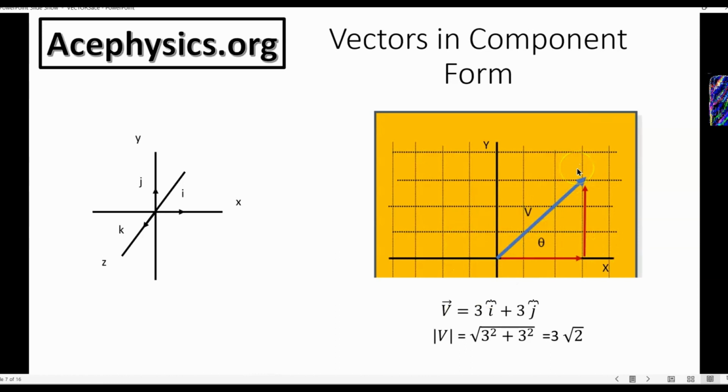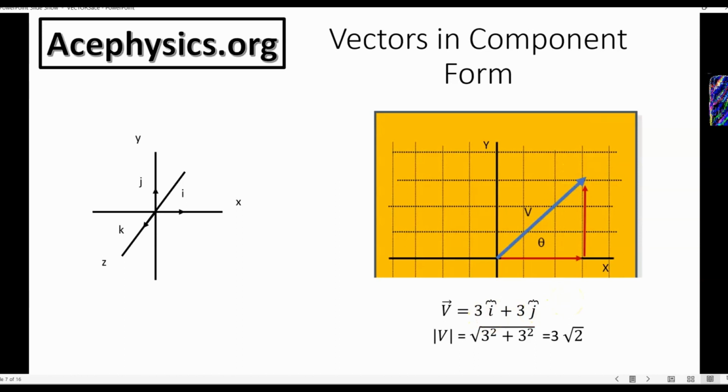Here's a vector v. Let's write this vector v in component form. v has 3 units in the x direction: 1, 2, 3. So there's 3 i hat. And this little hat above here, oftentimes it's written as kind of a triangle without the base, but this i means the unit vector i hat. 3 j hat is the magnitude in the y direction, 1, 2, 3. So this vector v is 3i hat plus 3j hat.